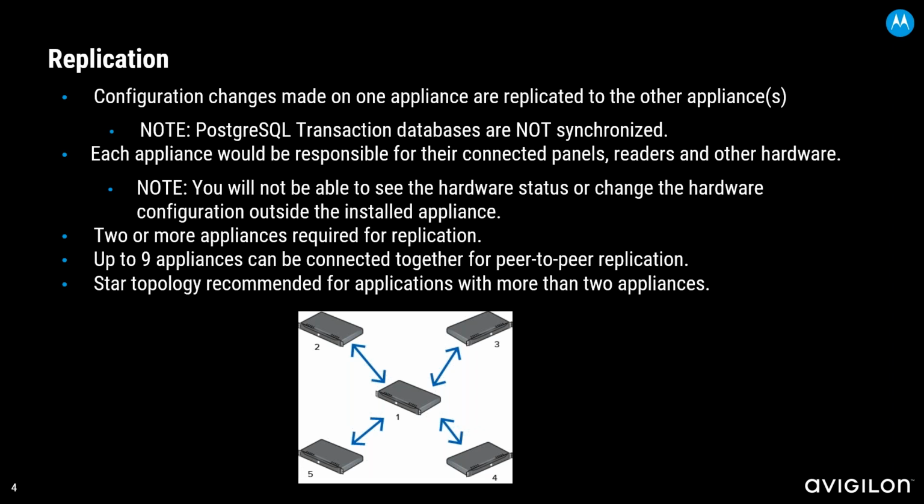Now, one important distinction is with replication, this is only replicating changes made to the configuration database. This is not replicating changes made to the transaction databases. So each of your ACM appliances would maintain their own transaction database. So any hardware connected to each of those servers is going to report to that specific server, and those transactions will be logged there.